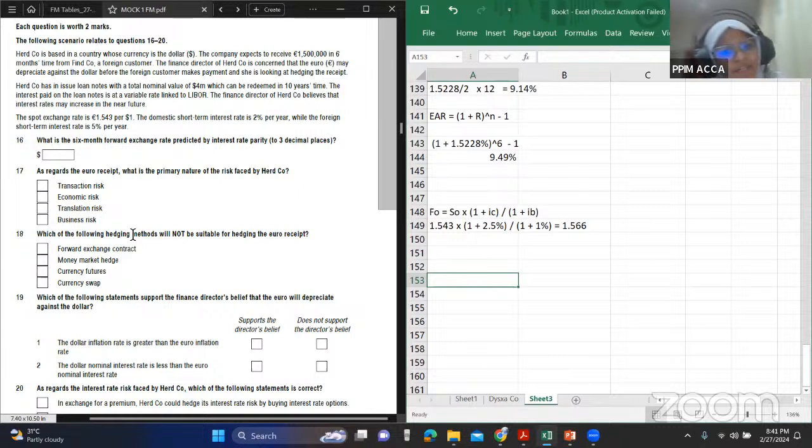Which of the following will not be suitable for hedging the euro receipt? We can go for a forward exchange. We can go for a money market. We can go for a currency future, but we can't go for a swap. Okay, why? A swap means one company is paying a fixed rate interest, another is paying a floating rate. They swap. The one who is paying fixed pays floating, and the floating person pays fixed. This has nothing to do with hedging a receipt.